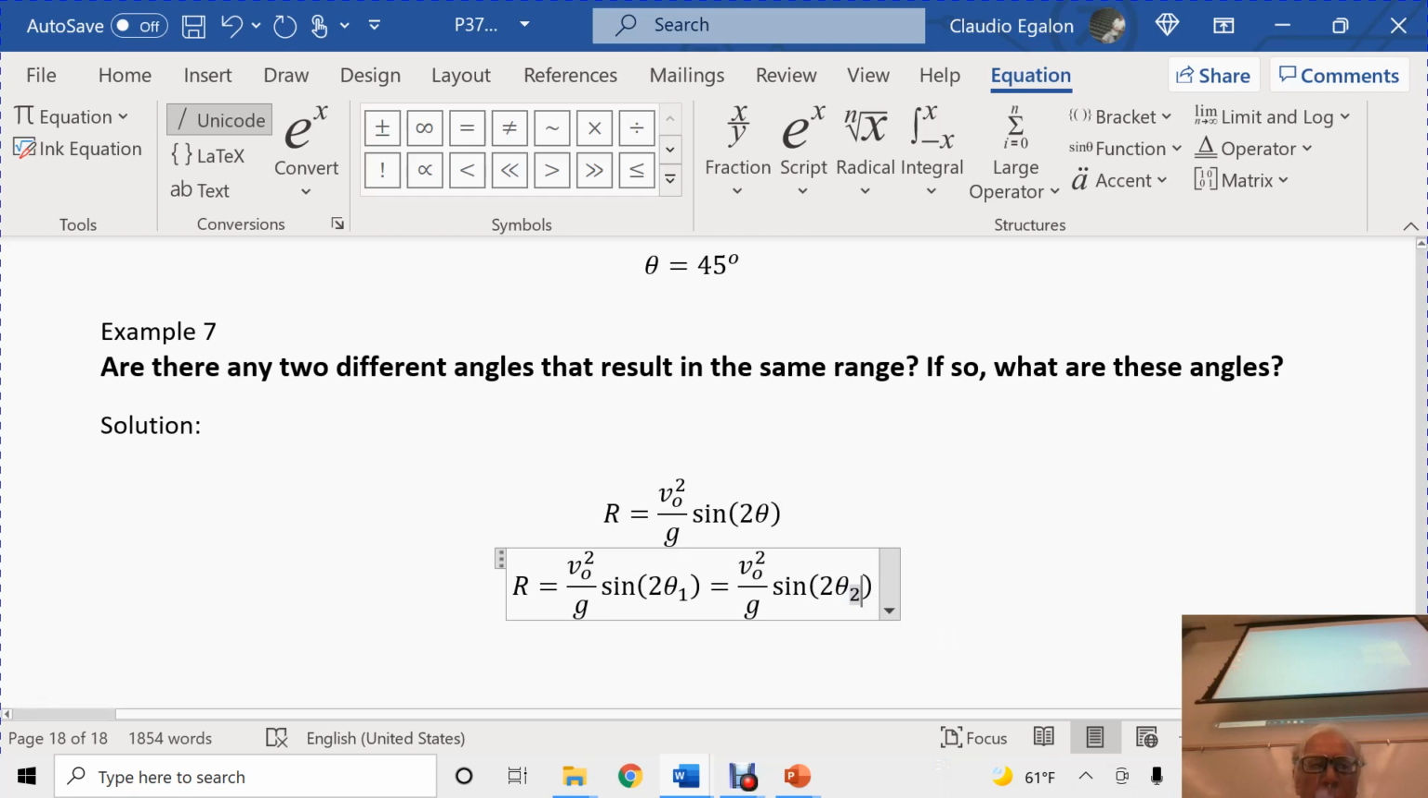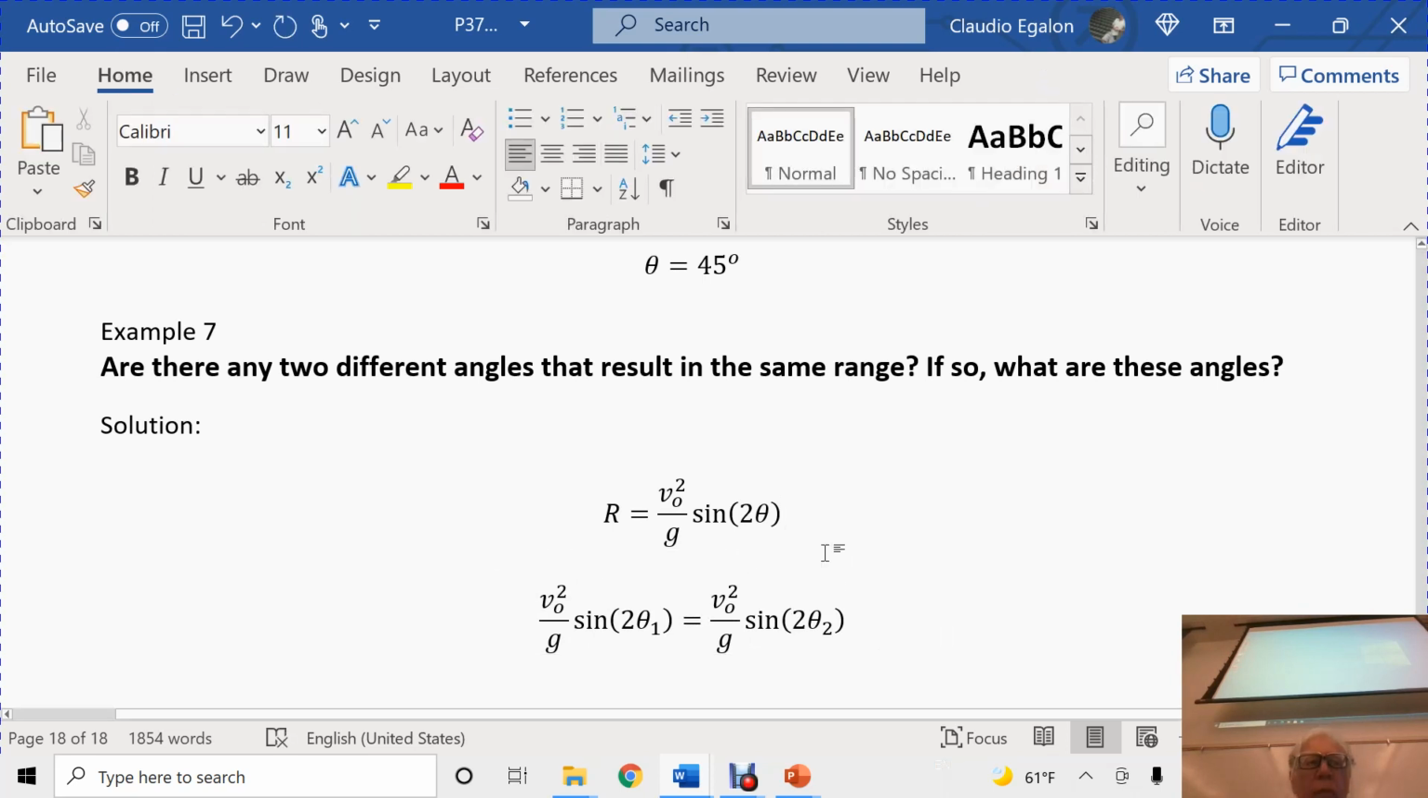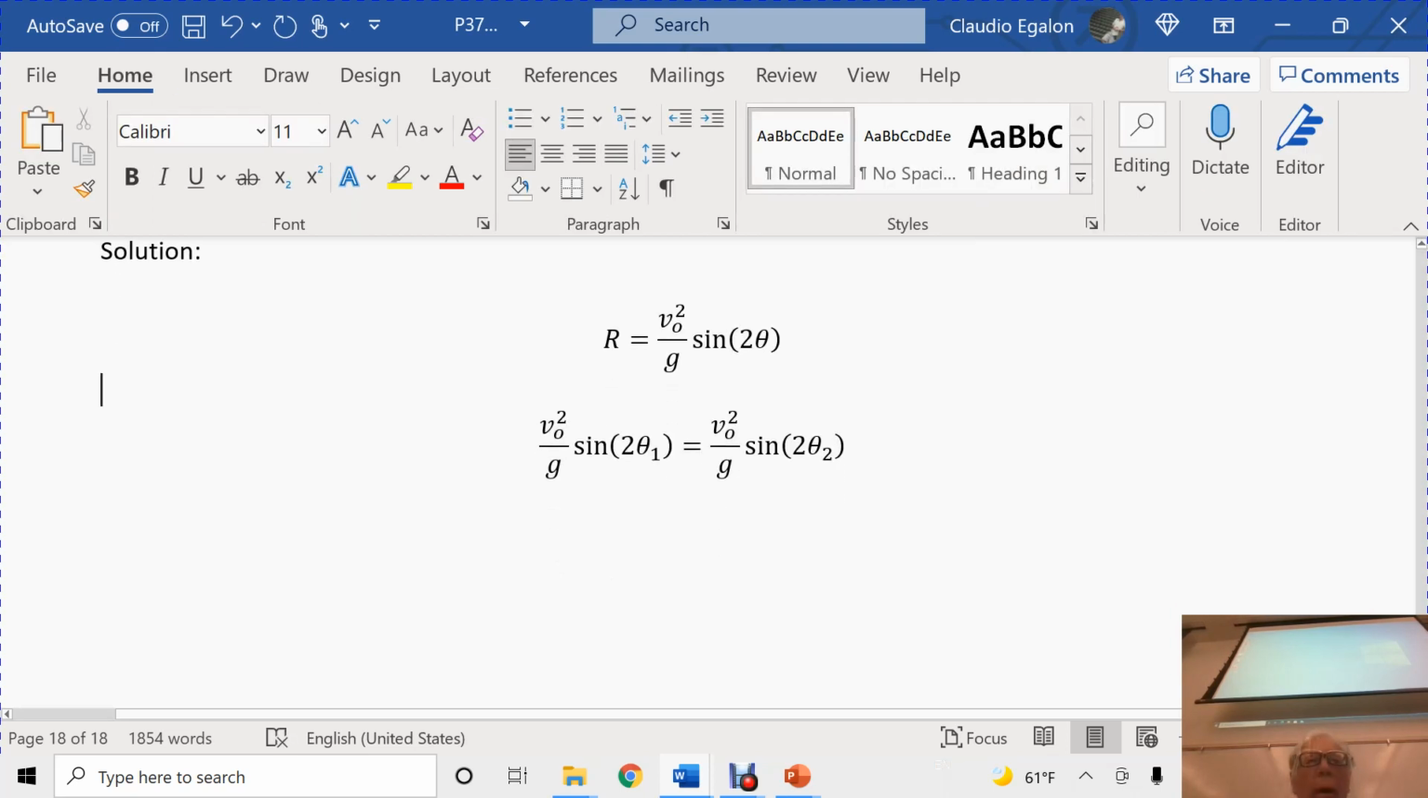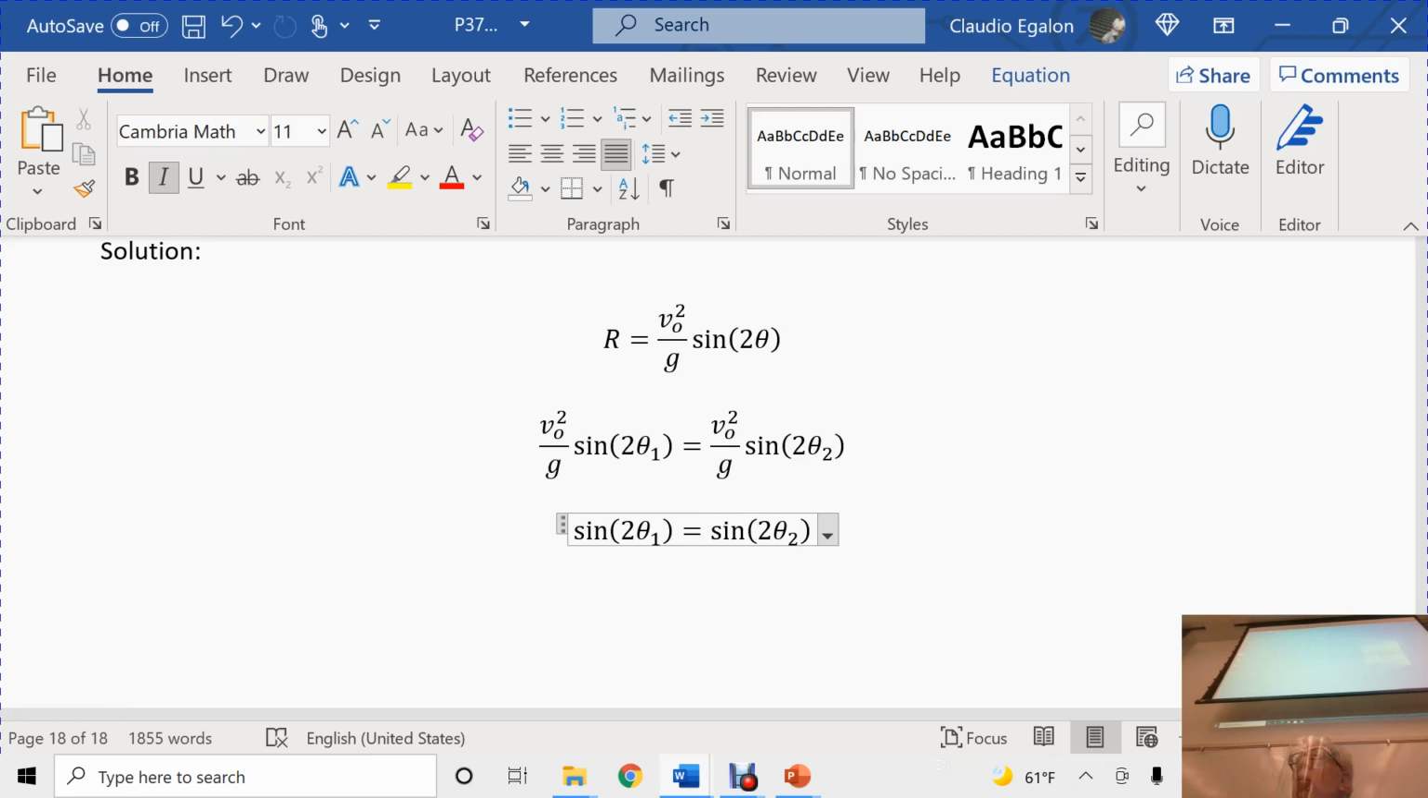The velocity is going to be the same, the gravity is going to be the same. That's what I'm asking. If something like that exists, what would be the relation between those two angles? Okay? So, if it's possible to solve this equation, this equality is going to hold. If it's not possible to solve this equation, this equality is not going to hold. That's what we have.